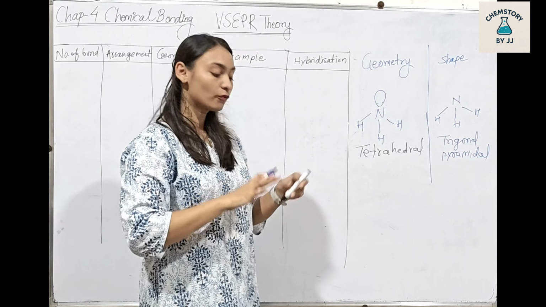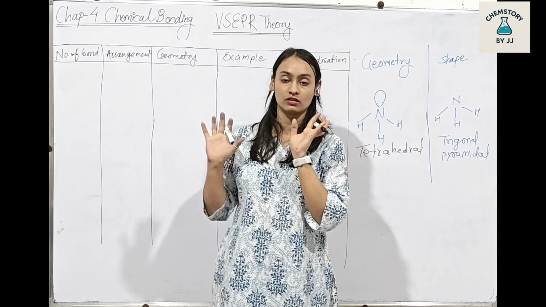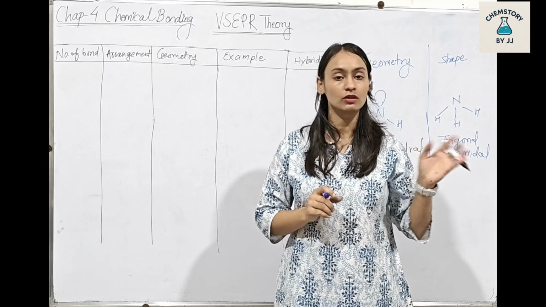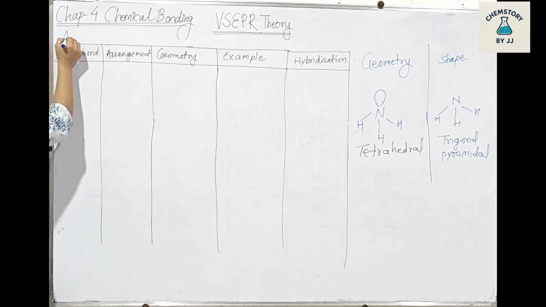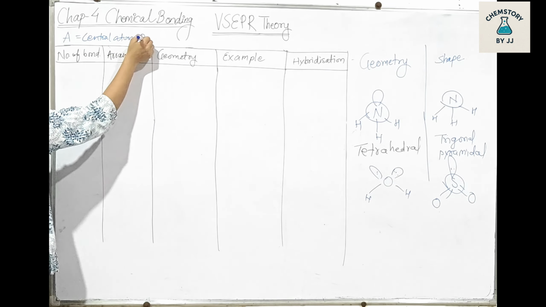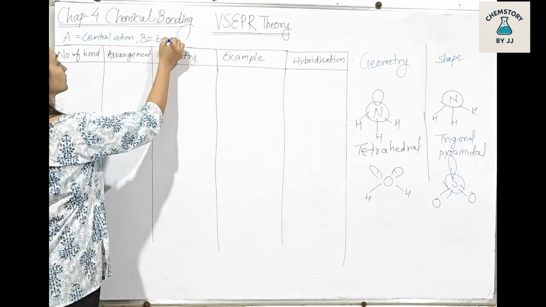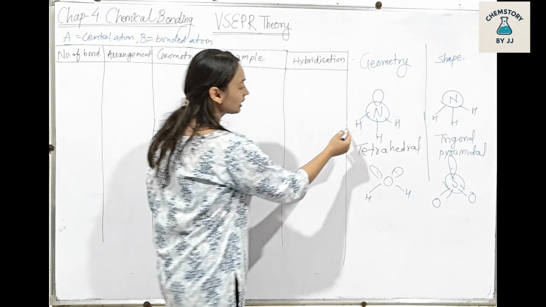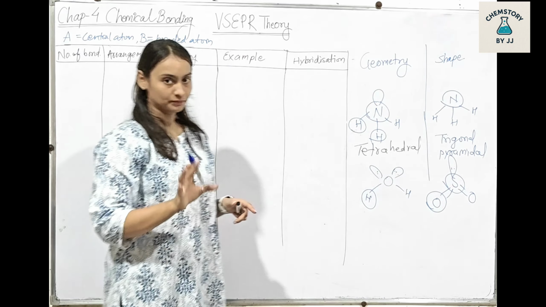So yes. Now we are going to divide the topic into two parts: the first one would be without lone pairs, and the second one would be with lone pairs. See, here A is the central atom, and for B I'm going to take the bonded atom. The bonded atom would be hydrogen, or oxygen, right?